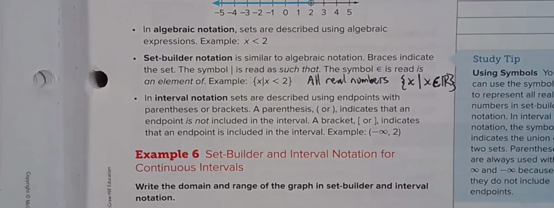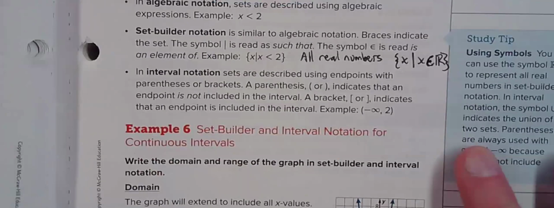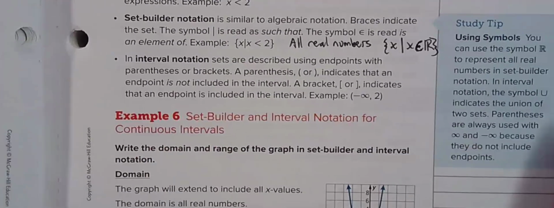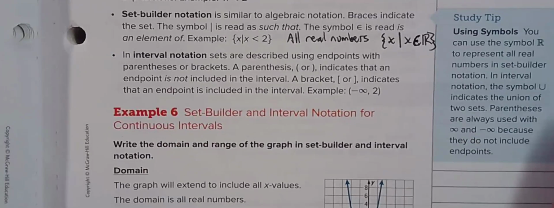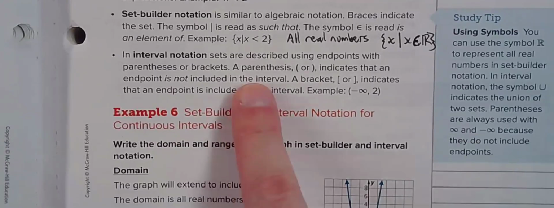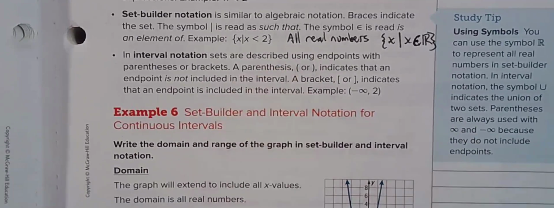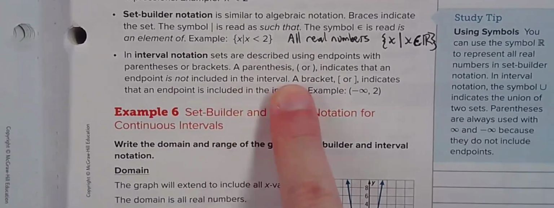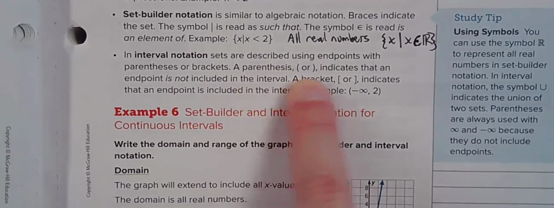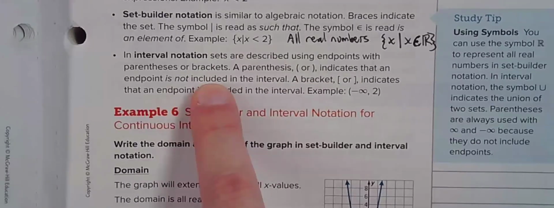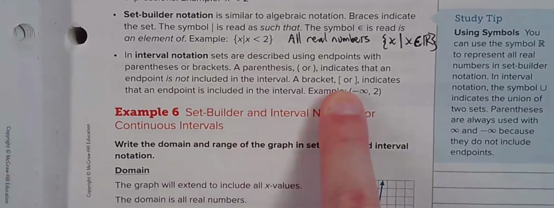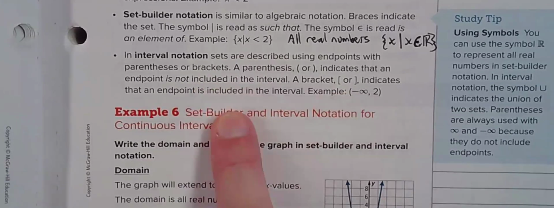And then the last one is called interval notation. And in interval notation, the sets are described using endpoints. So the beginning and end of where the numbers start and end. A parenthesis indicates that an endpoint is not included on the interval. A bracket, if it's squared off at the end, indicates that the endpoint is included on the interval.